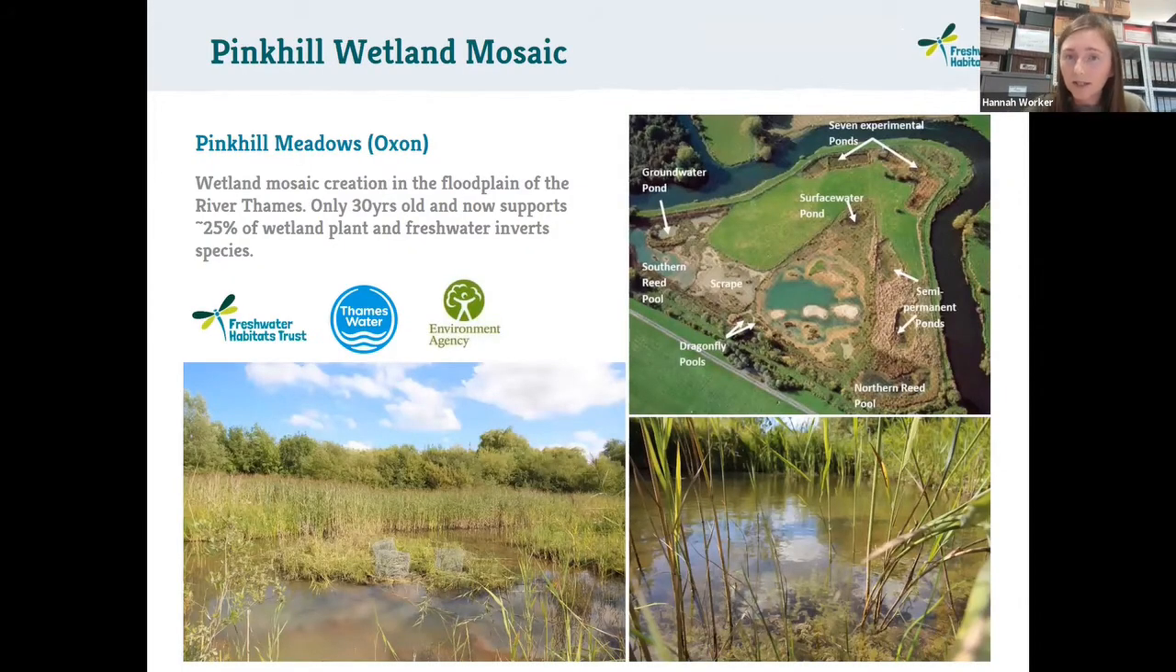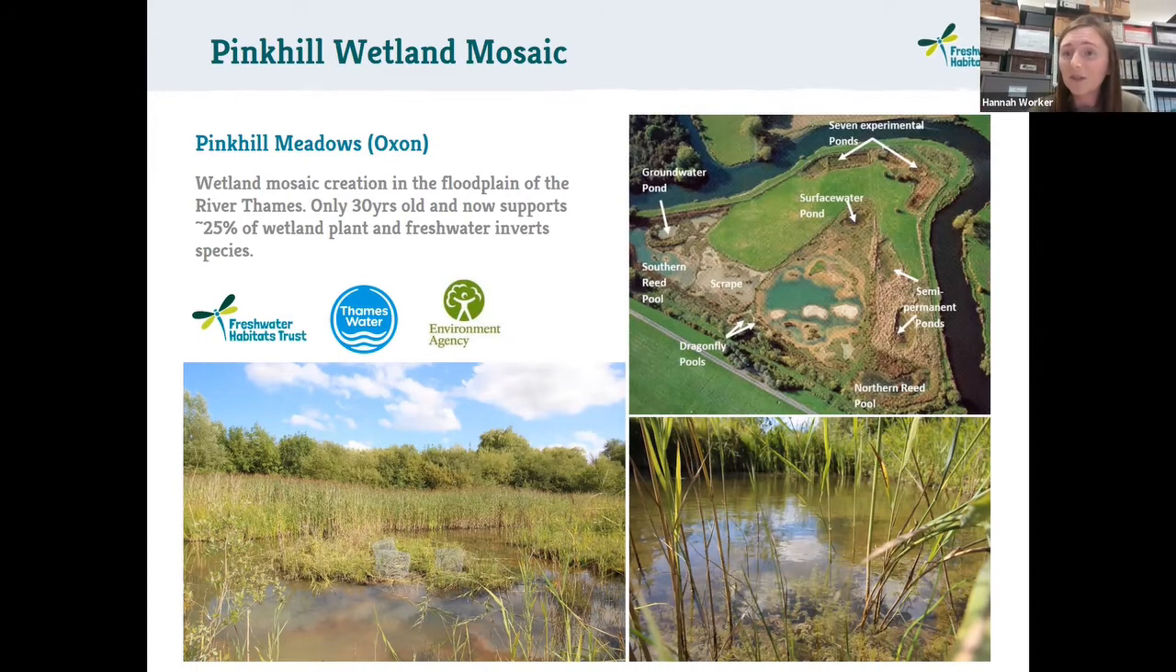It's based on best practice and following very much the Pinkhill wetland mosaic that went in. It's about 30 years old now, but just to show you how effective creating habitat and working out for these IFAs and working in the floodplain can be. So Pinkhill Meadows, about 30 years old. It's a partnership project between Thames Water and the Environment Agency, but it now supports around 25% of wetland plants and freshwater species. And in its own right, it has become an IFA, so it is an important freshwater area. So newly created habitat becoming one of the most important areas in Oxfordshire, just within 30 years.